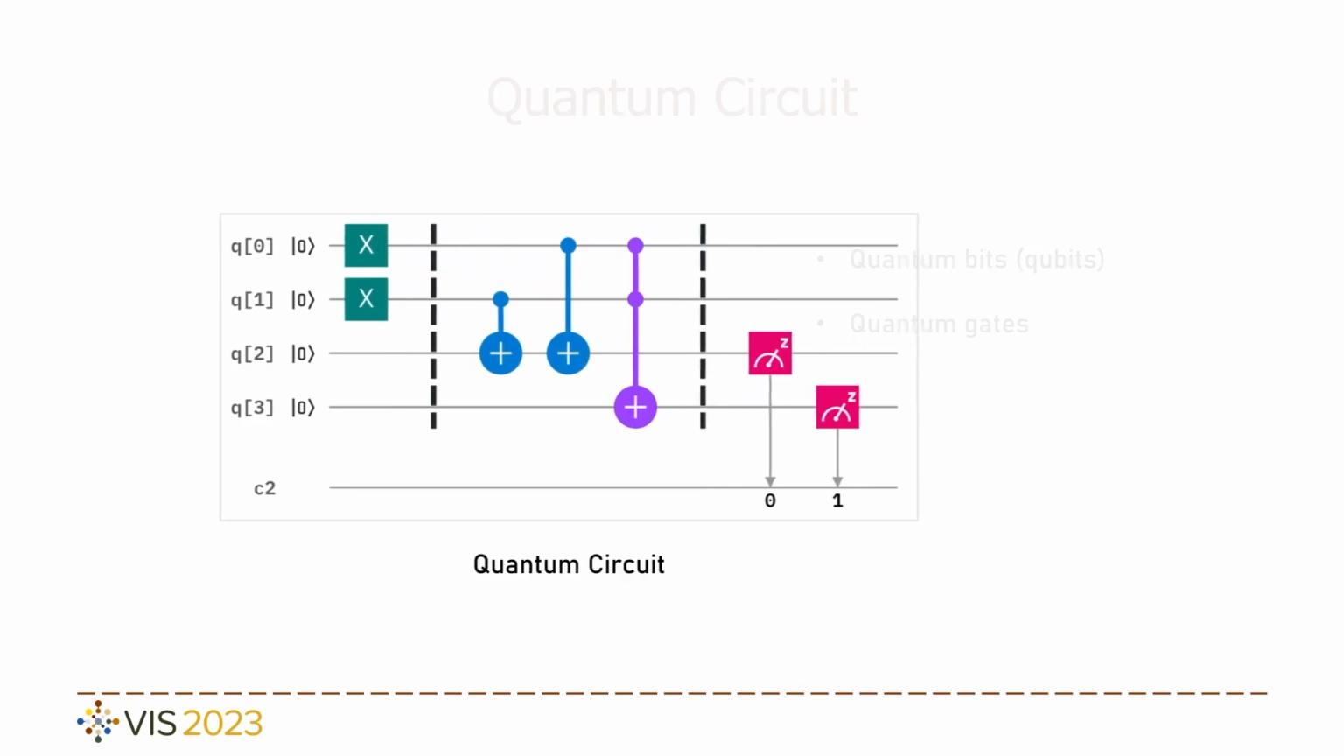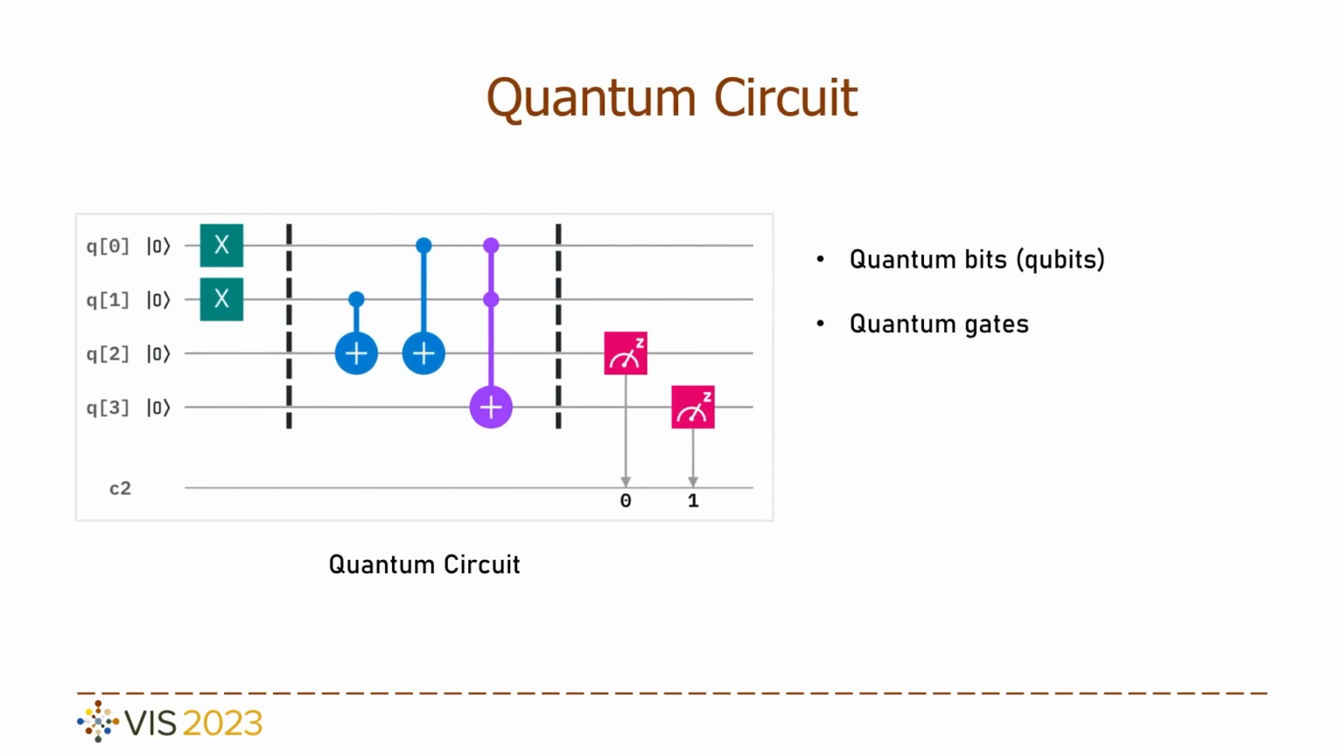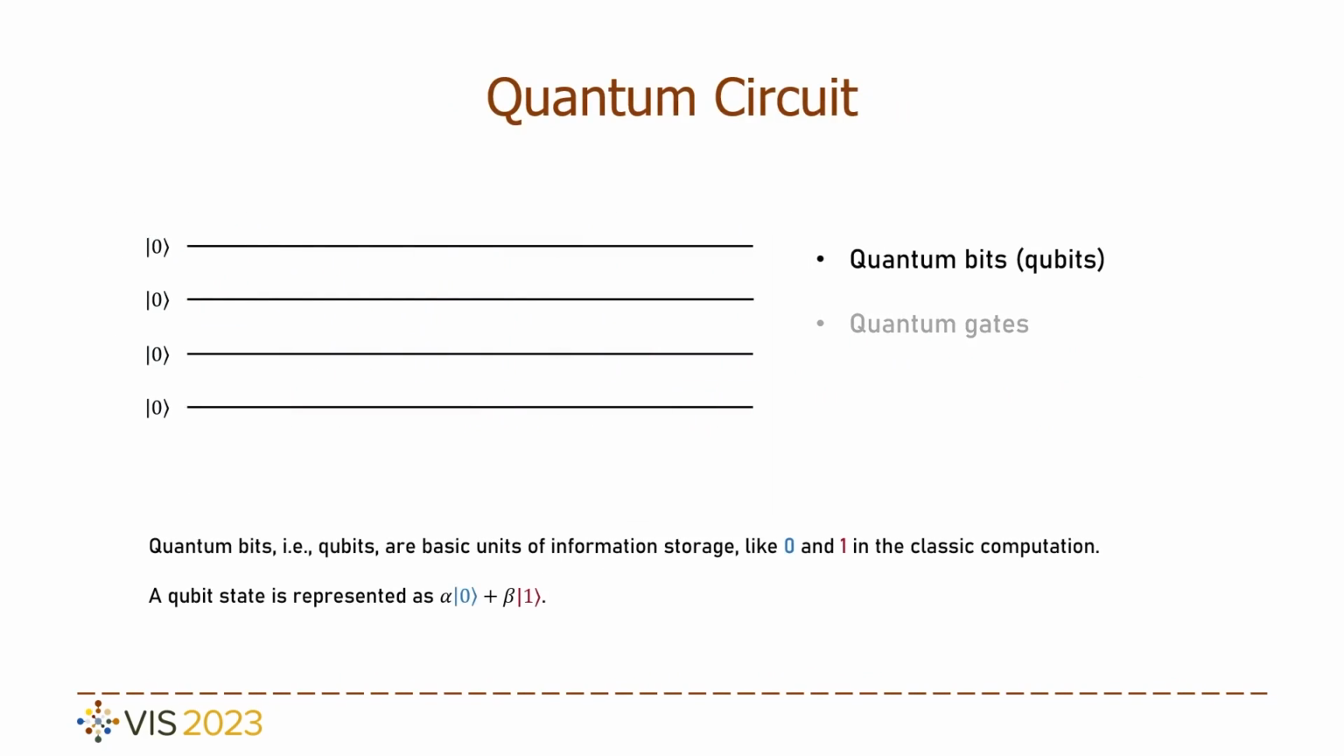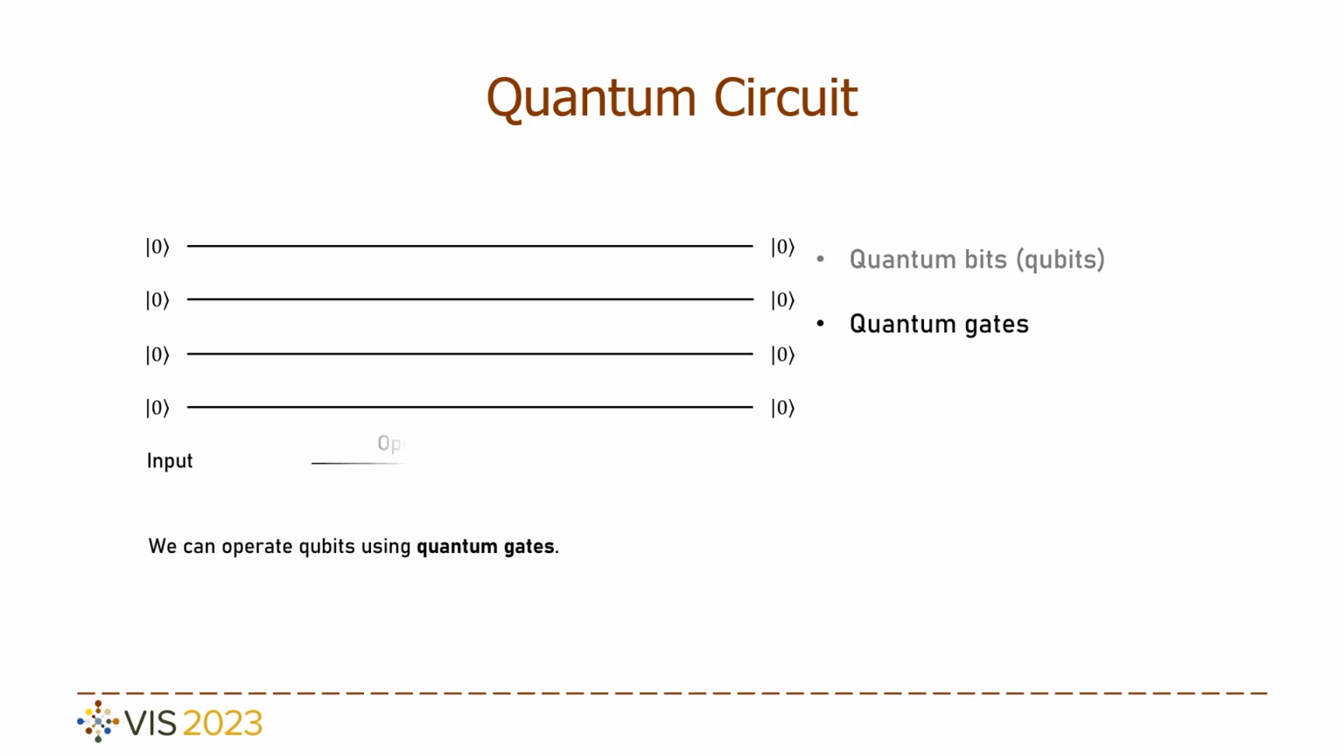It consists of two fundamental elements. The first is quantum bits, also known as qubits, represented as horizontal lines in the circuit diagram. These bits, similar to classical bits, represent the states of 0 or 1. We can operate qubits using quantum gates in the circuits, much like logical gates in classical circuits.